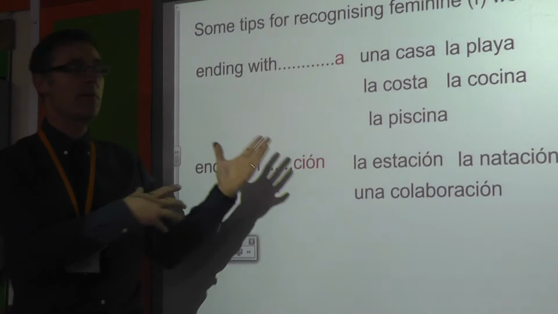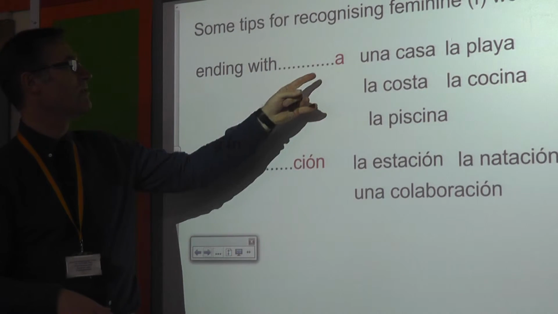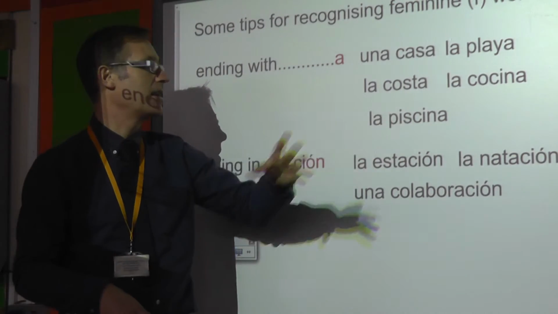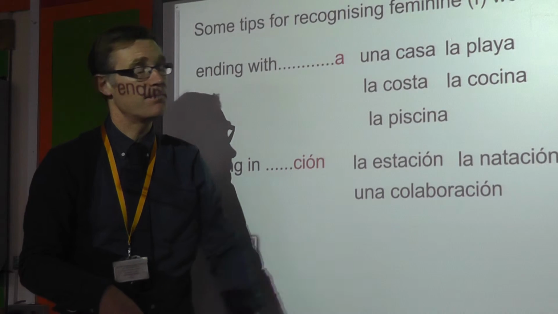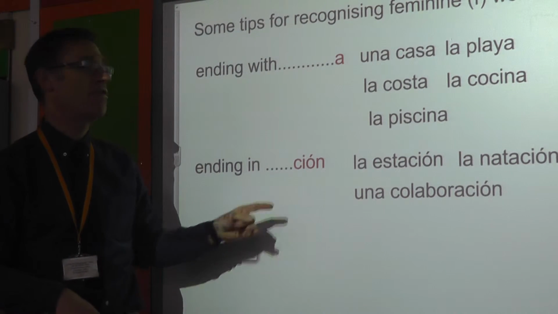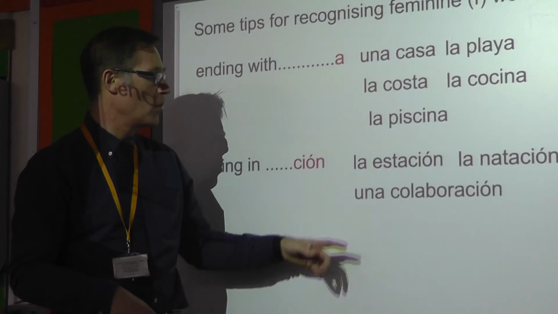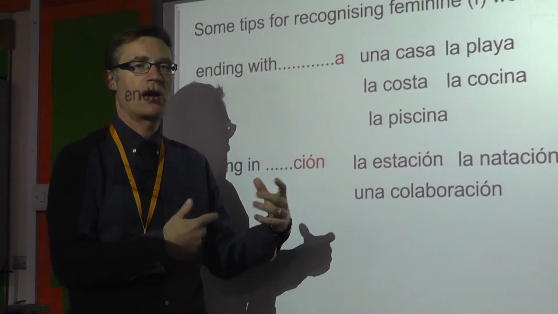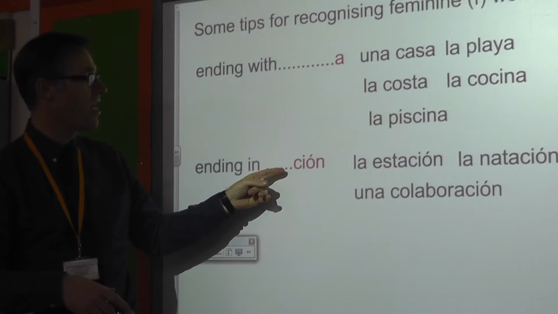So let's have a look at some feminine words. These are more likely to be words that end with an a. So they're more likely to be feminine. Una casa, la playa, la costa, la cocina, la piscina. Words ending in -ción: la estación, la natación, una colaboración. So these words are feminine words. So we've got words that end in a, words that end in -ción.